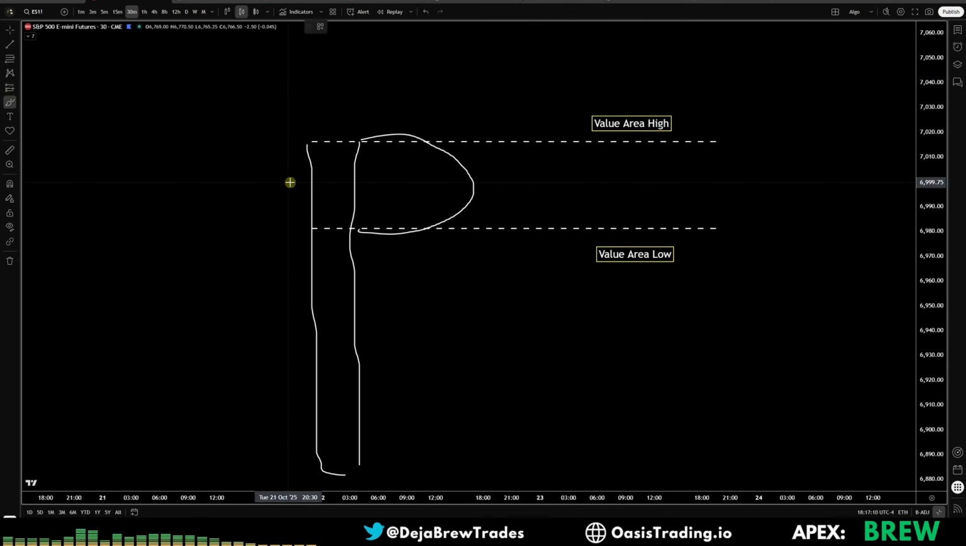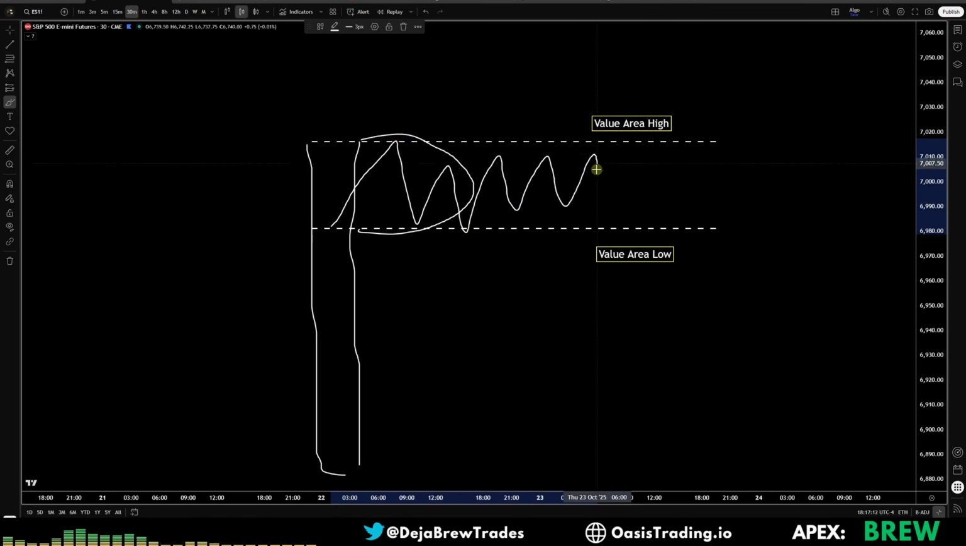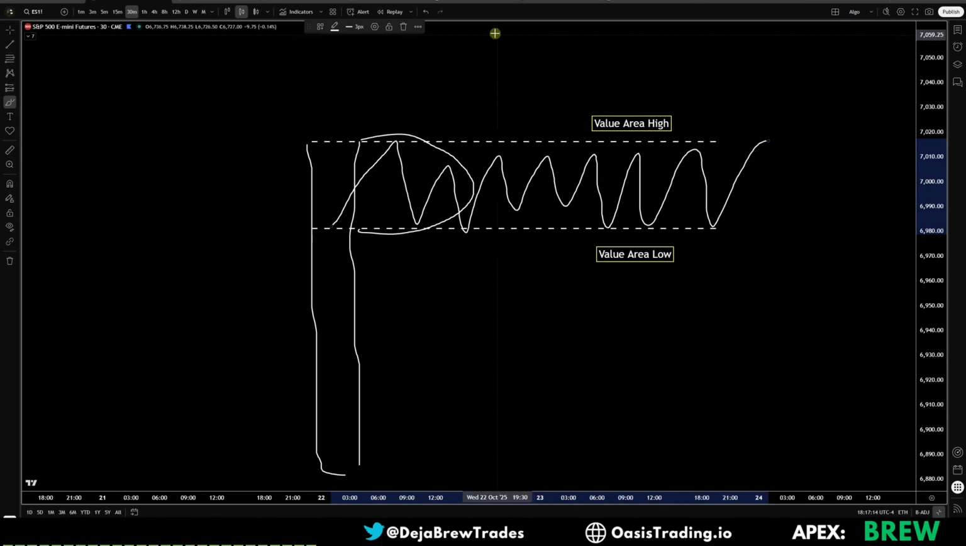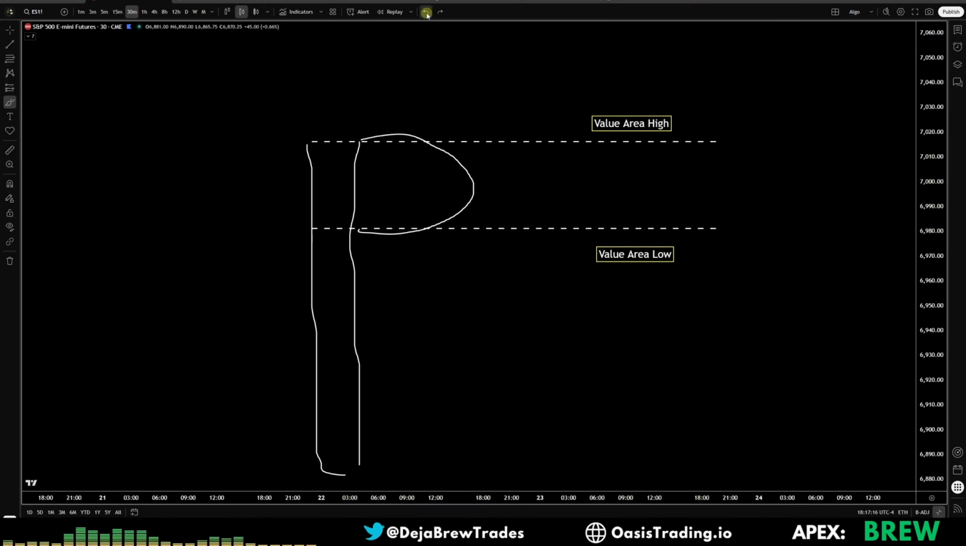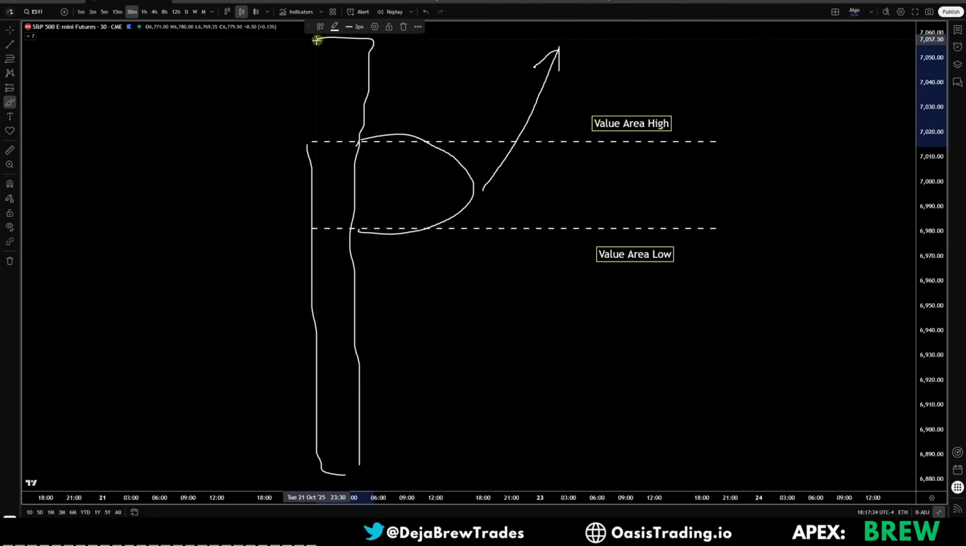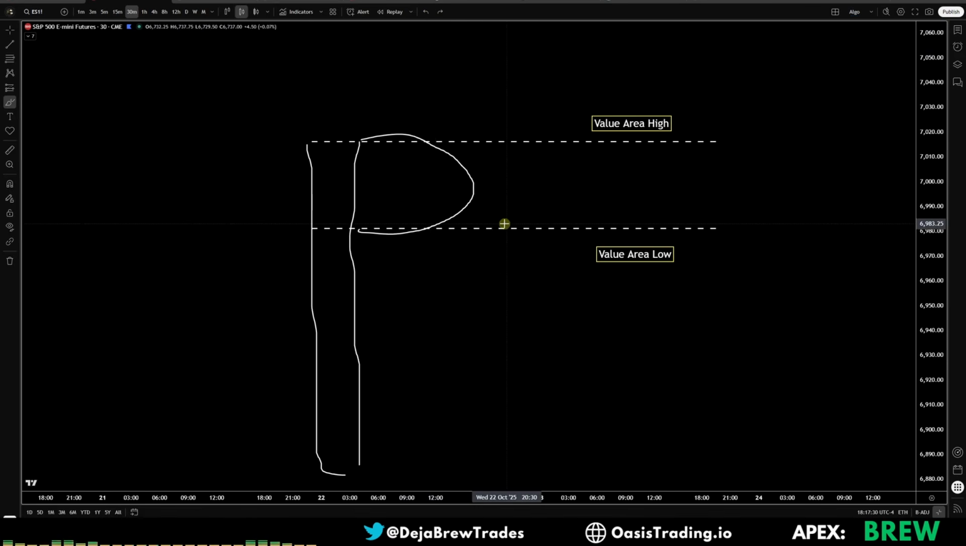Because remember, it is kind of ranging here to build that upper node. But because we have that small bullish bias, more often than not, they want to break out and extend that upper tail. This can create breakout opportunities known as tail extensions.